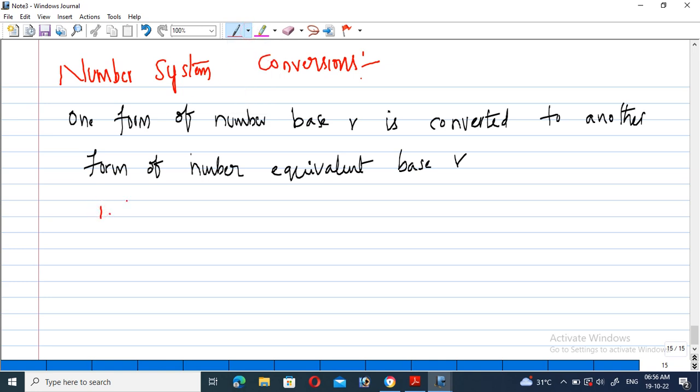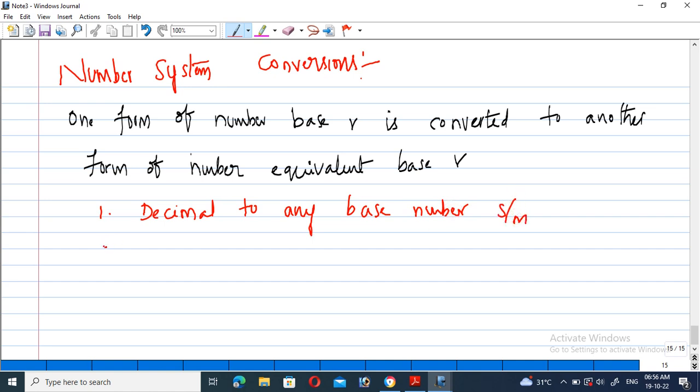The first one is decimal to any base number system. That means if you are converting from the decimal number system, any base means that it may be a binary, octal, or hexadecimal number system.